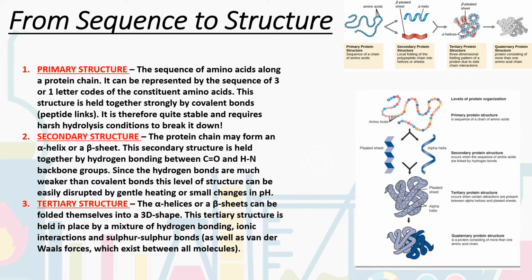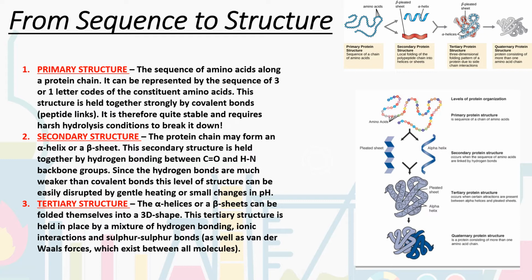So we talked about the primary structure being simply the sequence of amino acids along the protein chain, and we can represent it by the sequence of the 3-letter codes or the 1-letter codes for the amino acids. Now this primary structure is held together by strong covalent bonds. It's the actual peptide links that hold it together. So the primary structure is very, very stable, and that's why it requires the quite harsh hydrolysis conditions of boiling it with HCl for quite a long time to break it down.